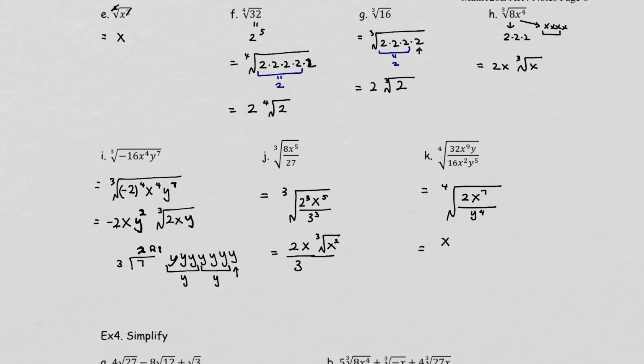Out of 7, only 4 comes out. So you should have 2x cubed staying. What about y to the 4th? That cancels out. All 4 comes out, right? So there will be no radical in the denominator. So that's how you can simplify it.